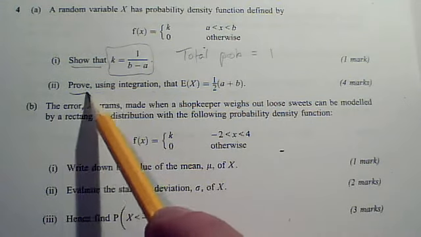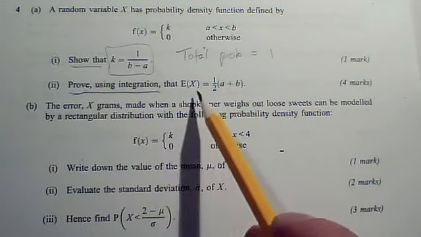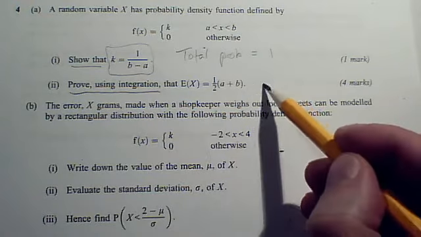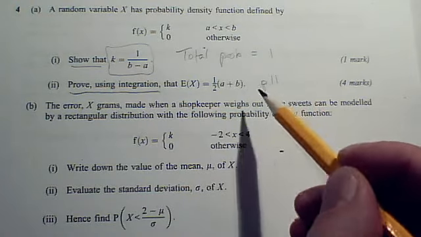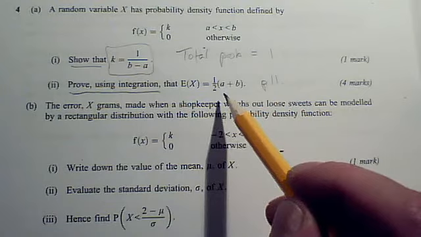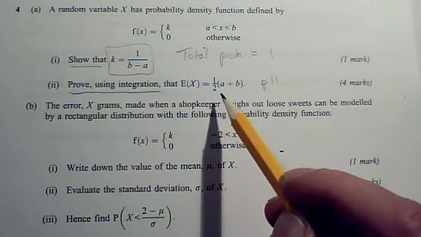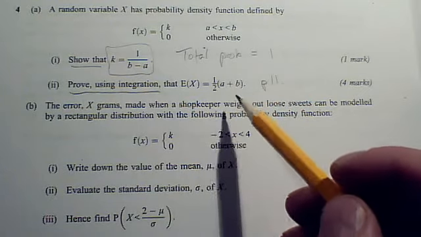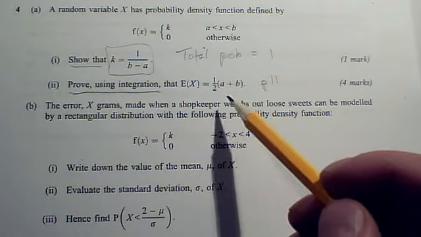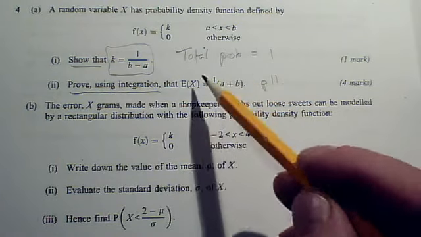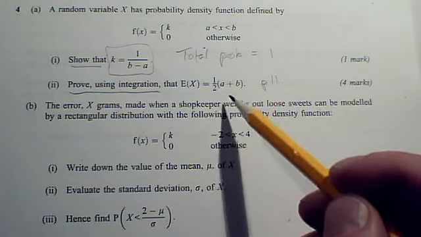Part a(ii) says, prove using integration that the expected value is this expression. So page 11, once again, of your formula book has got the general integration formula you need for expectations. So you need to integrate the correct thing between the correct limits and show that the value settles out to equal this.